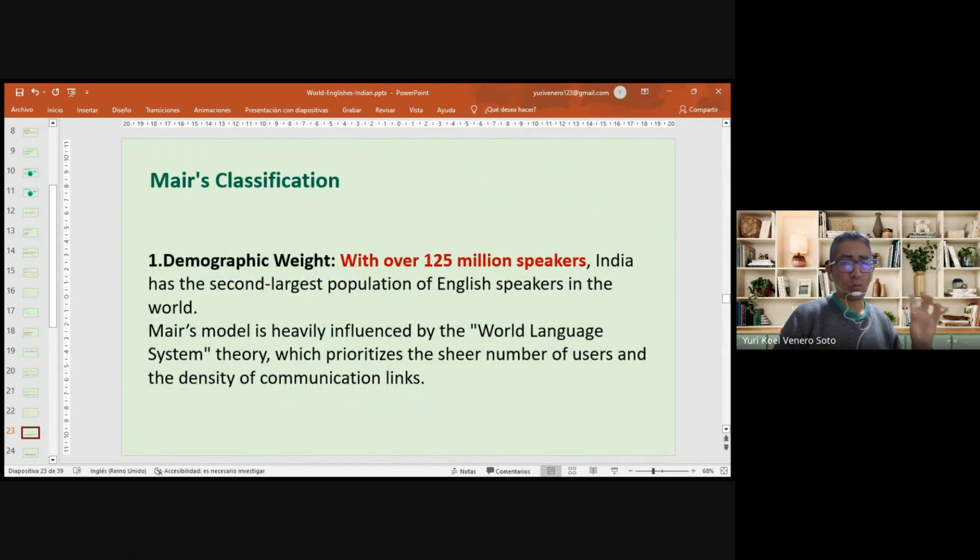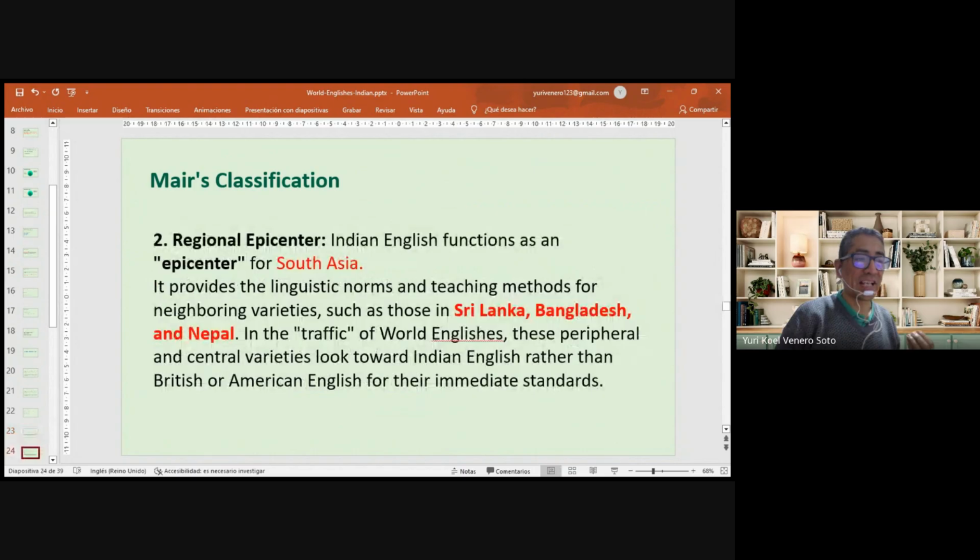Demographic weight: with over 125 million speakers, India has the second largest population of English speakers in the world. Regional epicenter: South Asia looks at India and imitates it. Sri Lanka, Bangladesh, and Nepal look at Indian English as a model.